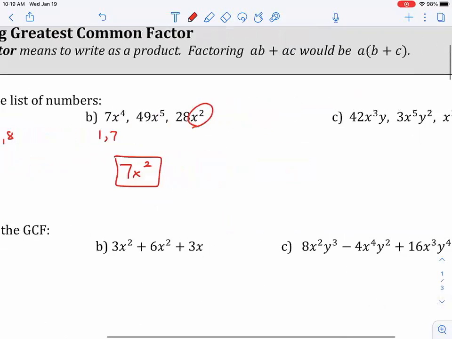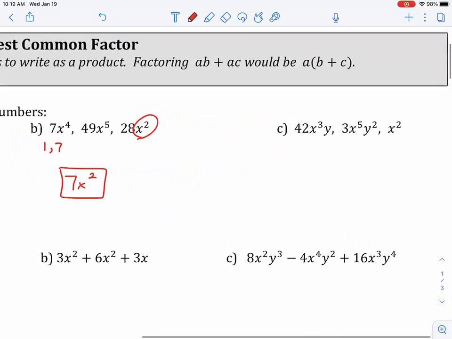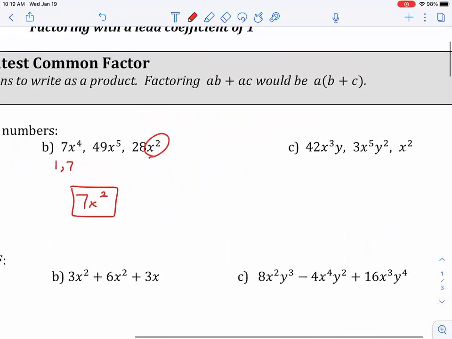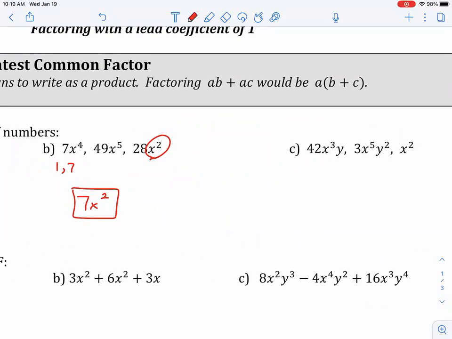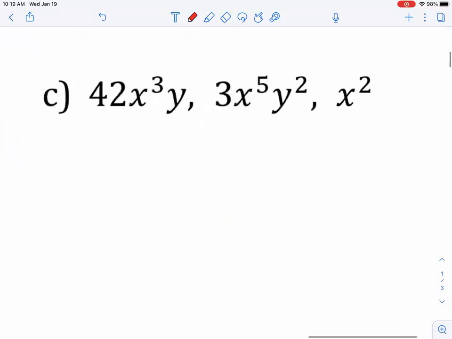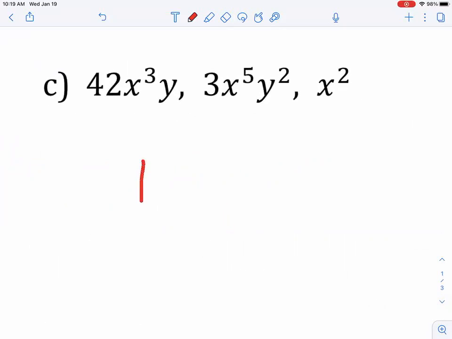All right, for part C, similar, well, we've got 3 parts here, okay? So first, I'm going to look at the numbers. I have 42, 3, and 1. Well, that's kind of nice because 1 is only 1 times 1, right? And so I know that 1 goes into everything, so that's going to be my number part.